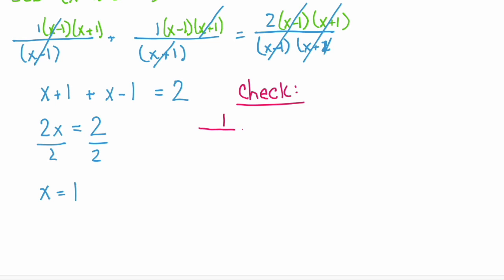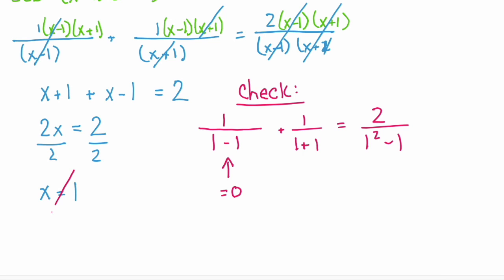So plug it into our original equation, and we get 1 over 1 minus 1 plus 1 over 1 plus 1 equals 2 over 1 squared minus 1. Well, look what happens to this first denominator. It'll equal 0. And you can't have a denominator that's 0. So x equals 1 gets thrown out. It's extraneous. And since that was the only possible solution, our answer for this problem is that there's no solution.